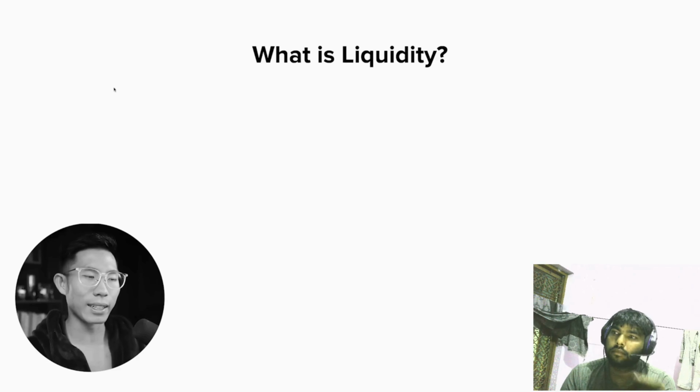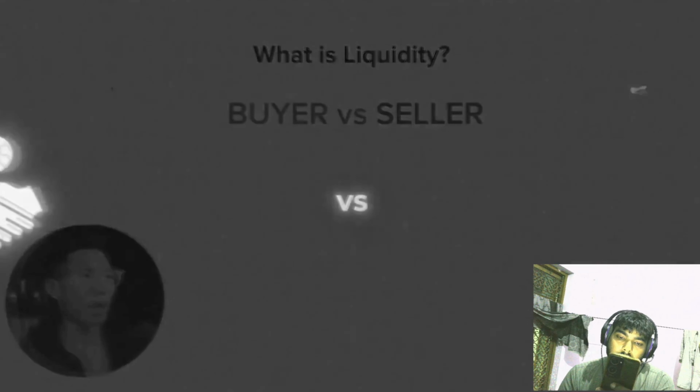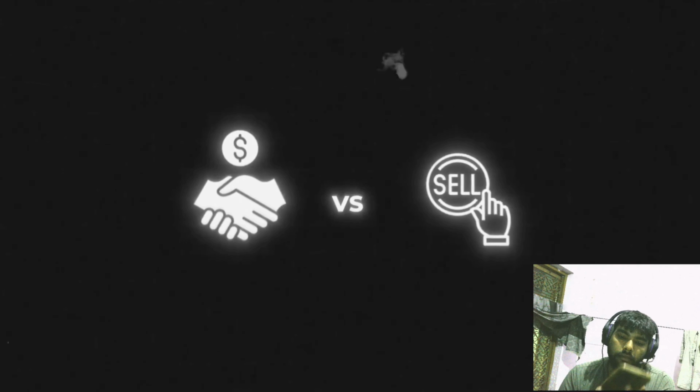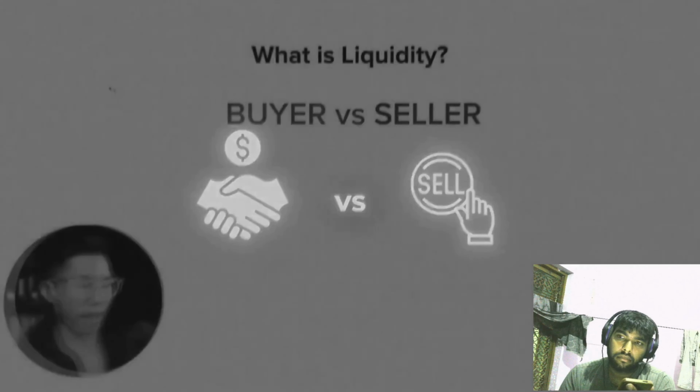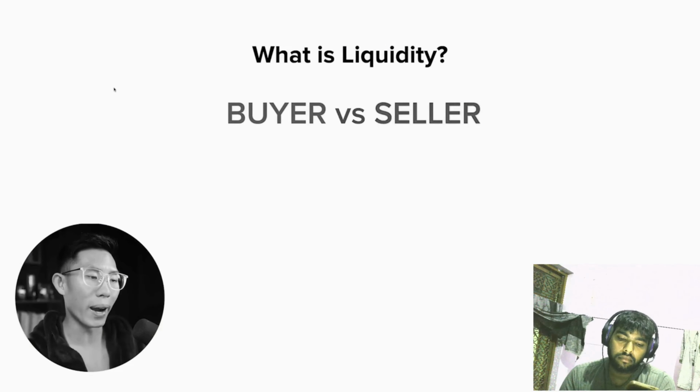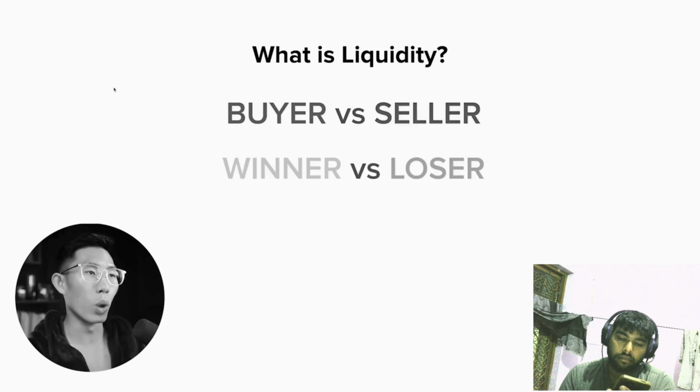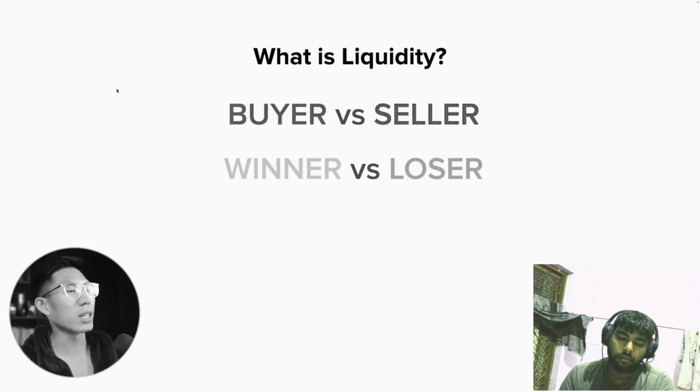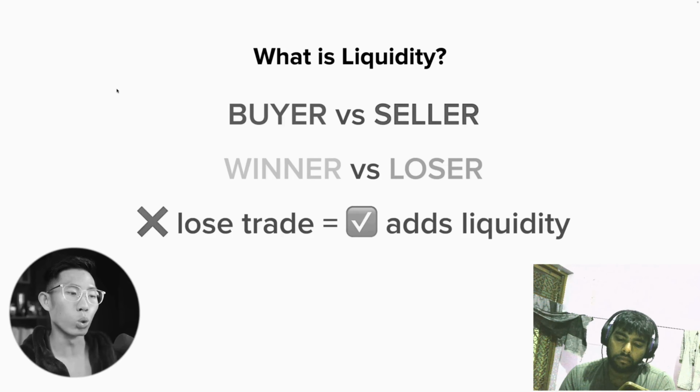So what exactly is liquidity? You must understand that for every buyer, there is a seller, because there needs to be a seller on the other side to fulfill your buy order. This also means that for every winner, there will be a loser. That's just how trading is, and every time you lose a trade, you are essentially adding liquidity into the market. This is the key to what we're going to cover later.